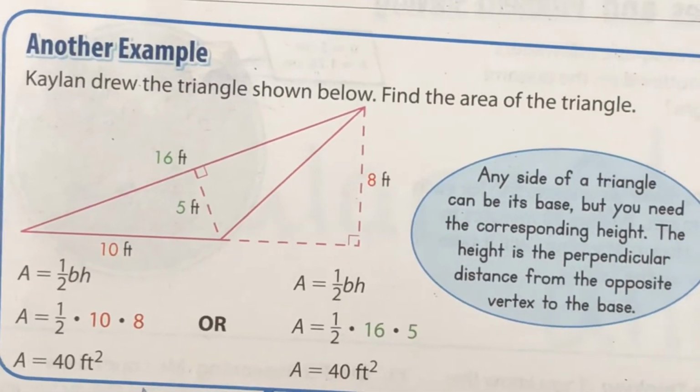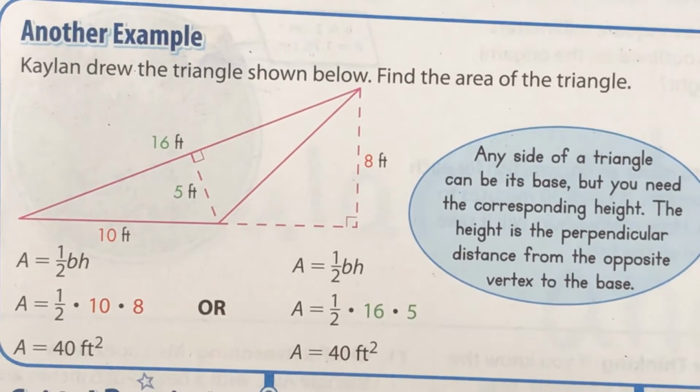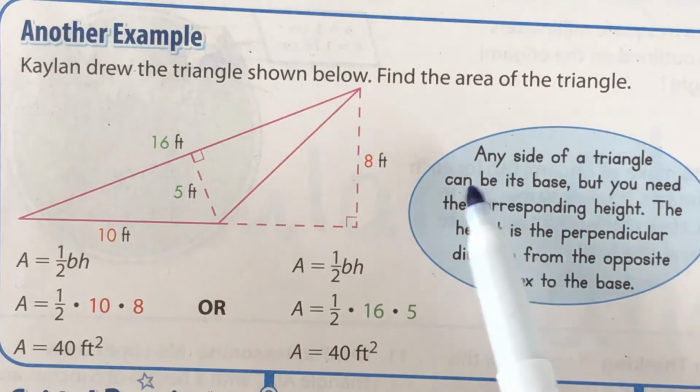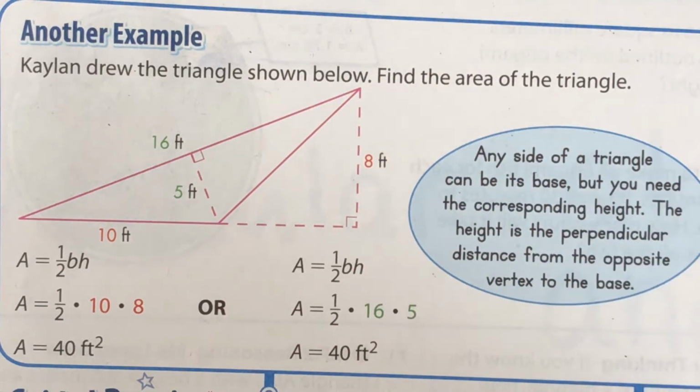And at the very top of the page, it says another example. So it says, Kaylin drew the triangle below, find the area of the triangle. So you can look at this triangle a couple of different ways, okay? And let's look at this little speech bubble. It says any side of a triangle can be its base.